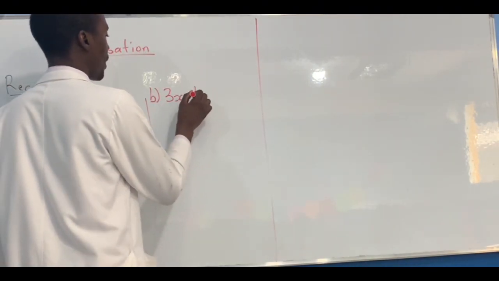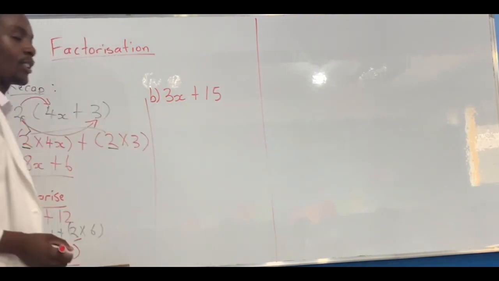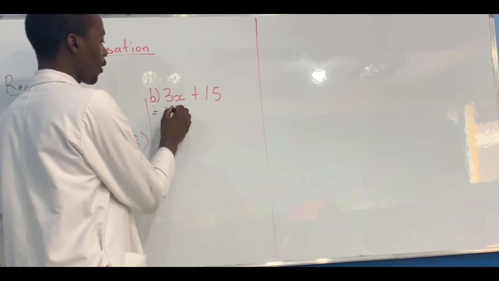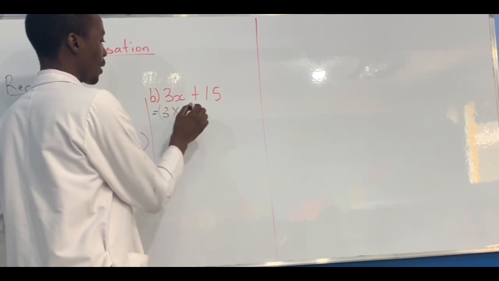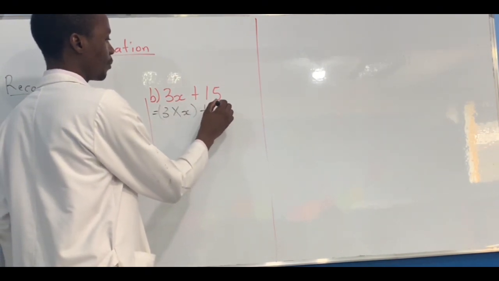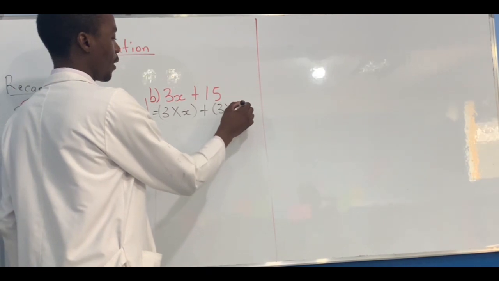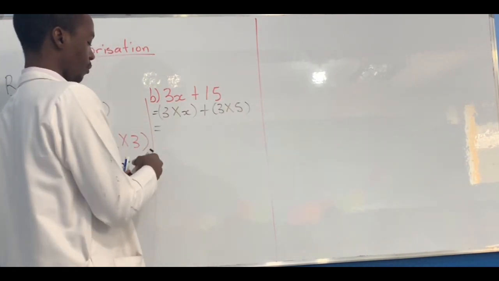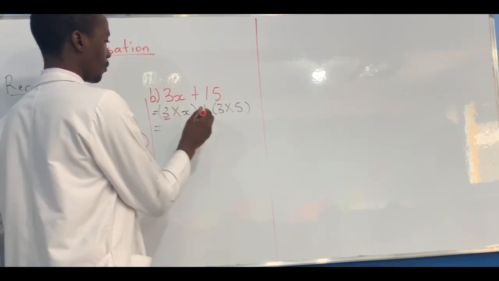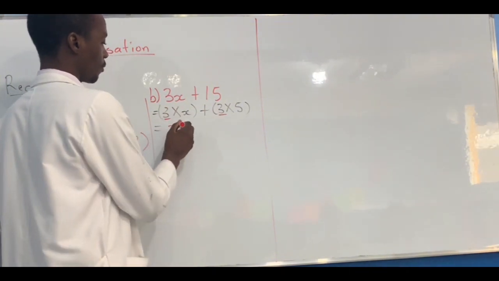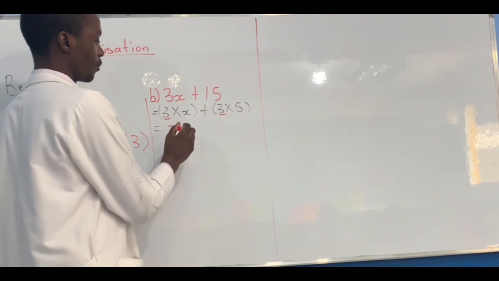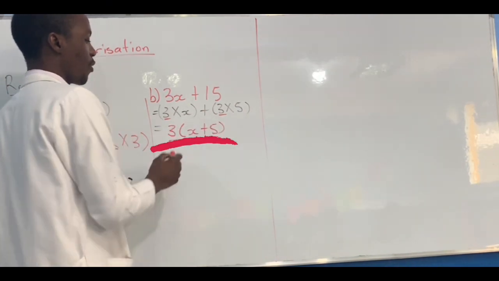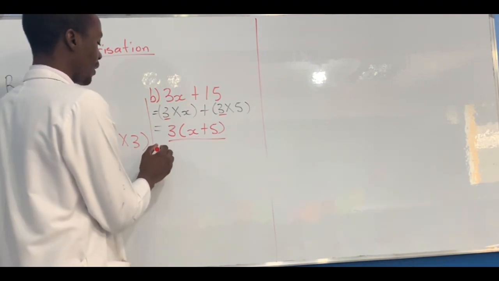Alright, let's try the next one. 3x plus 15. Who wants to try? So here we're going to express 3x as 3 times x and 15 as 3 times 5. Right? And then we factor out the 3, which is the common factor. The 3 here, 3 there. It's common. And then we add the remaining factors, x plus 5.